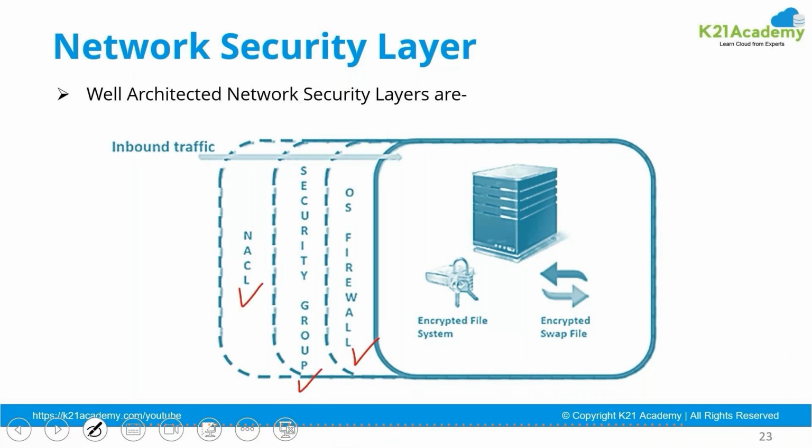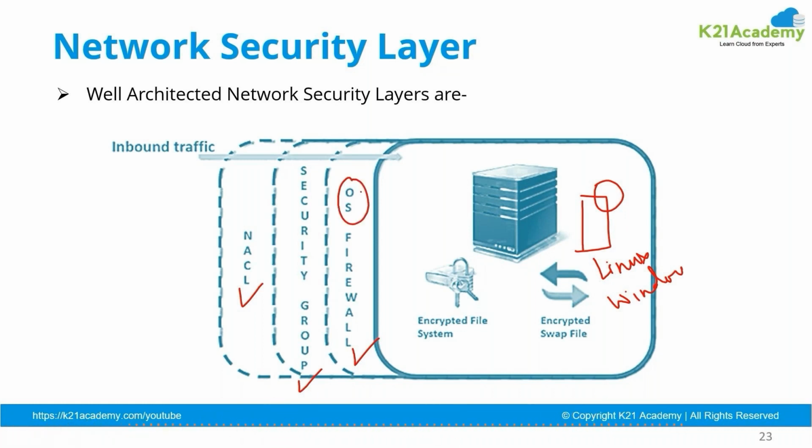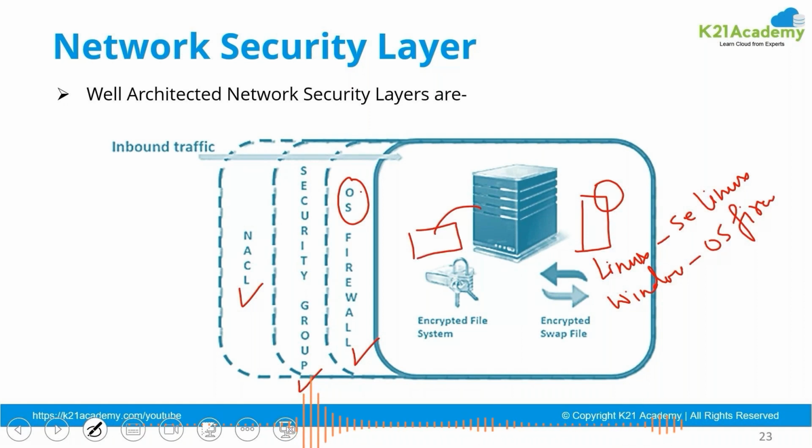In case of Amazon, whenever you have an EC2 instance, if you use Linux or Windows, there is always an operating system firewall that can be enabled. Like for Linux, we can enable SELinux. For Windows, we have an OS firewall always active for Windows Server. The data which is attached to the server can be encrypted by using the keys.